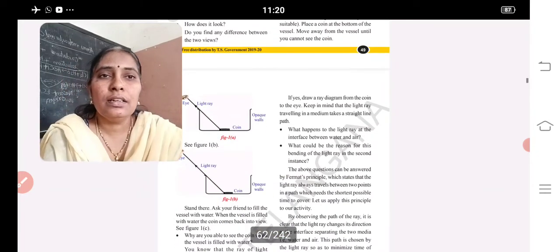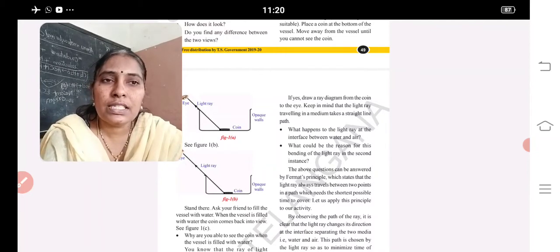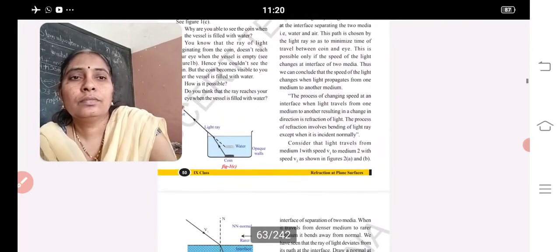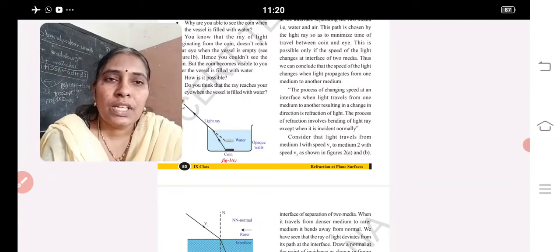You can see here a coin. You can see the coin, the light ray, how it is bending. And when it enters from one medium to another medium, that is, from the air medium to the water medium, slightly bending its path or direction is said to be refraction.